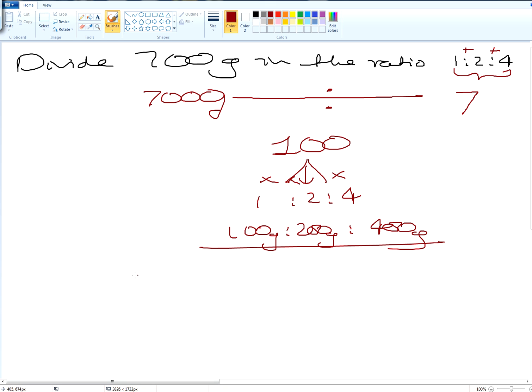So 700 grams. First of all we added the ratio, and the adding part gave us 7. Then we did the dividing part, that gave us 100. And then we multiplied everything, and that gave us the answers that we have here at the bottom. And that's the end of this particular video.